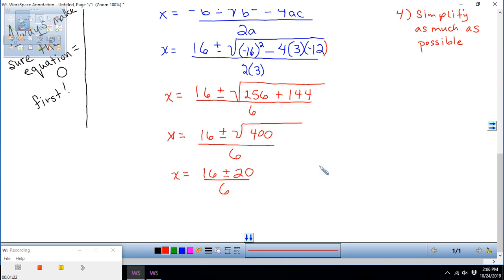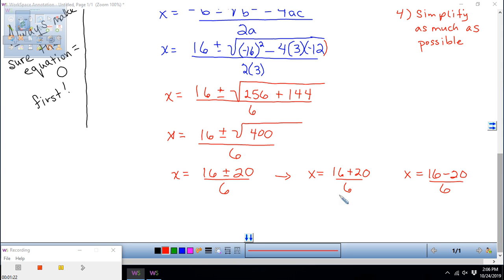And this is where we're going to take our answers and separate it into two pieces. And the two pieces are going to look like this. The first one, we're going to do 16 plus 20 divided by 6. And the second one, we're going to do 16 minus 20 divided by 6. The plus was the first one, the minus was the second one. That's how we end up with our two answers. Remember, it's a quadratic, so because it's a degree of 2, we're expecting two answers.